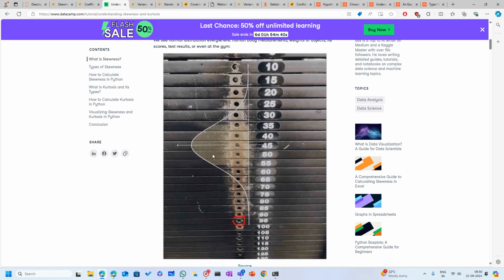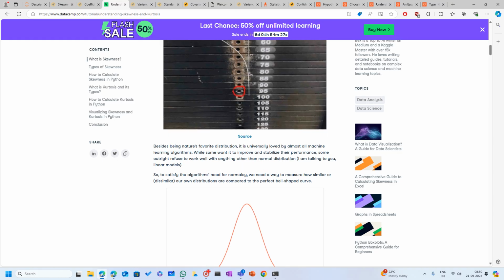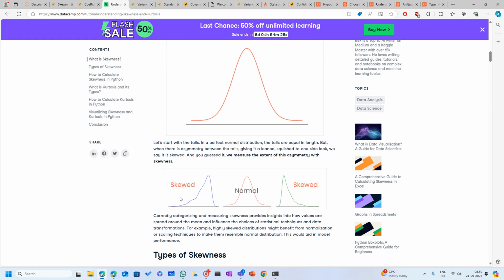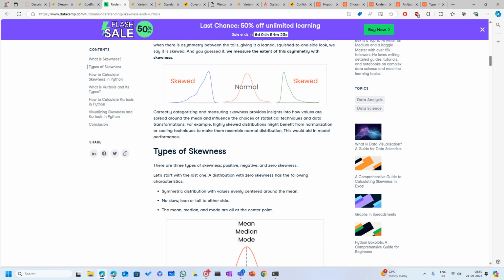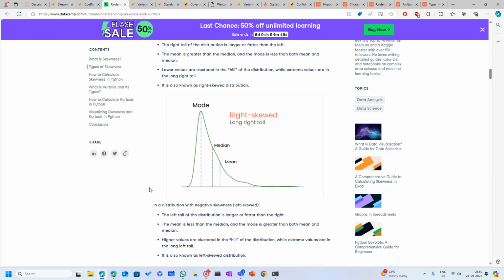So anyway, skewness measures how your mean, median, mode are distributed in a probability distribution. It could be any distribution. It could be binomial, Bernoulli, exponential, whatever it is. Okay. So here, as you can see, for right skewed, you will have a long tail.